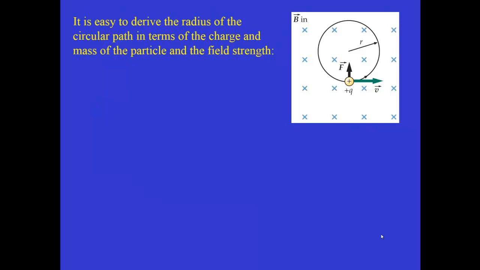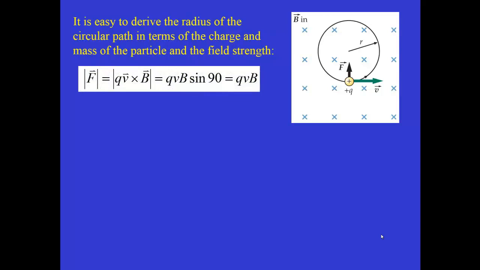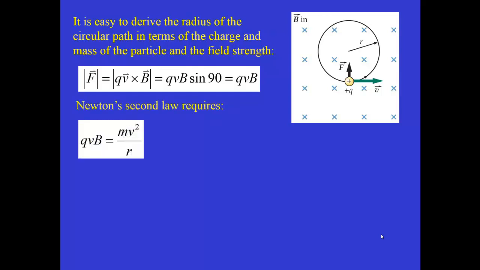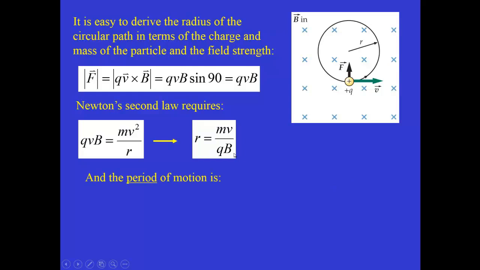There's the same kind of picture here with the magnetic field pointing into the page. The magnitude of F is qvB sine theta, and if v and B are perpendicular, qvB. Newton's second law requires, if this is the only force, that this force be equal to mv squared over r if the trajectory is circular motion. And so we can solve for r in that expression and get it in terms of the particle mass, the speed of the particle, its charge, and the magnetic field strength.